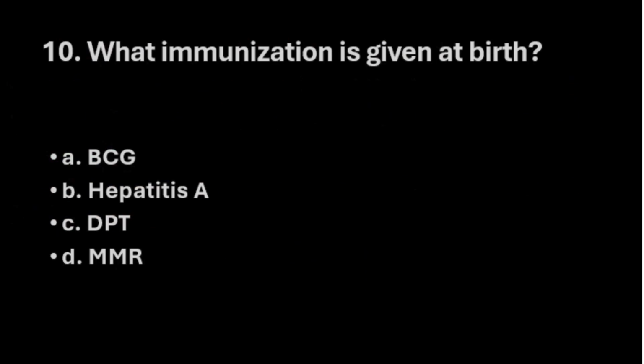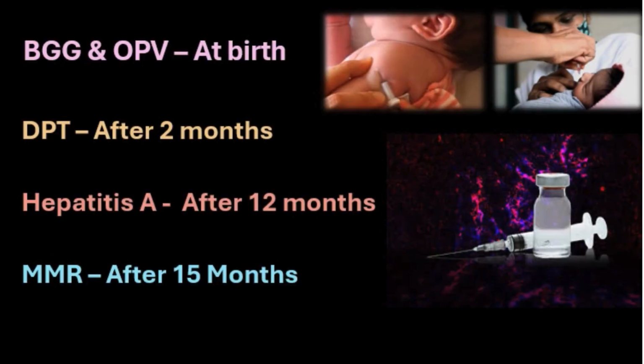Next question. What immunization is given at birth? Option A, BCG. Option B, hepatitis A. Option C, DPT. Option D, MMR. Let us see the right answer. The right answer here is option A, BCG.